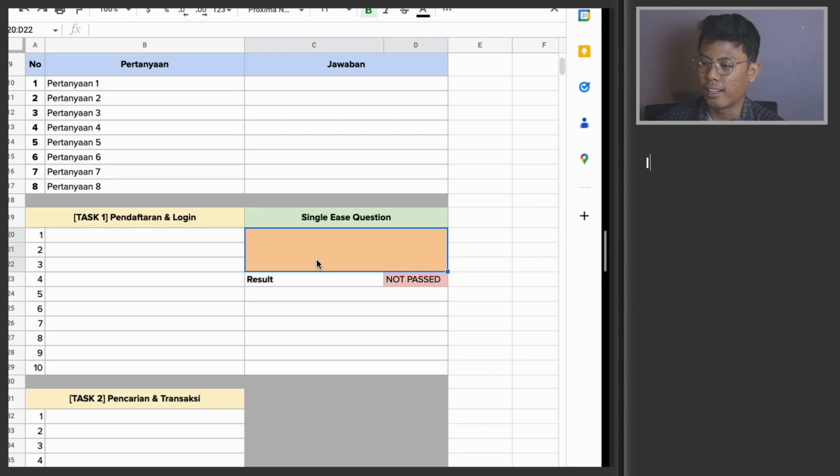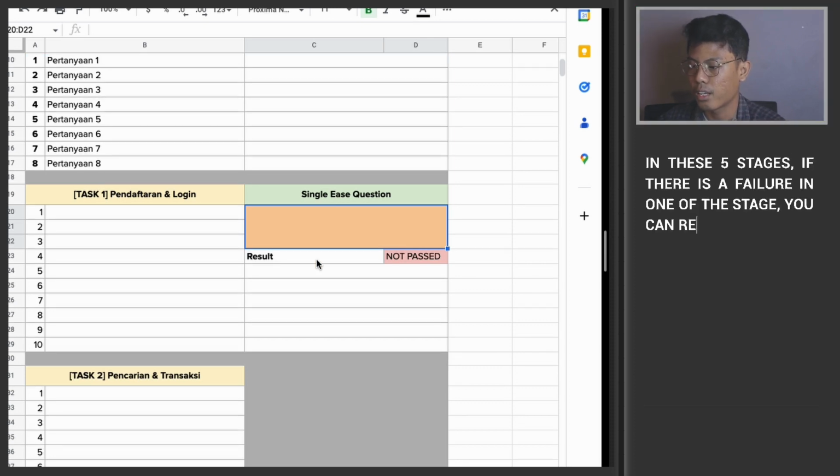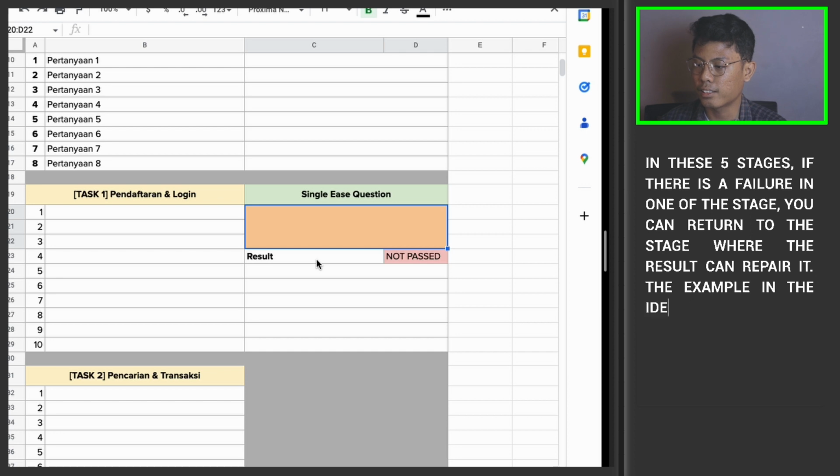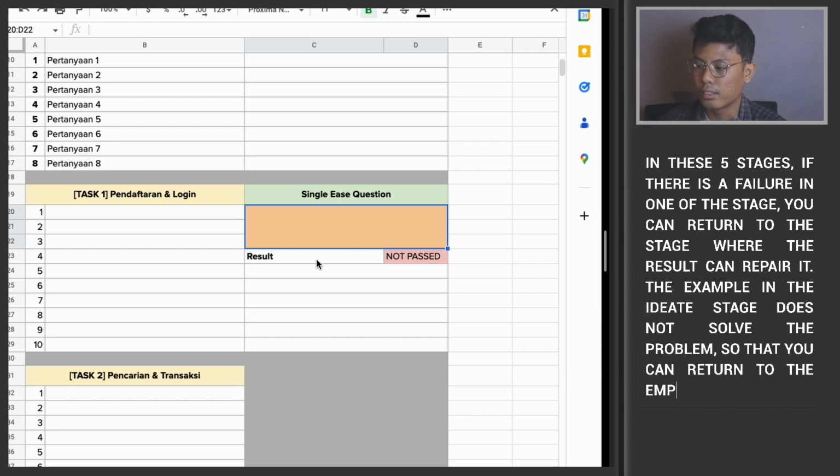Okay, in these 5 stages, if there is a failure in one of the stages, you can return to the stage where the result can be repaired. For example, if the ideate stage does not solve the problem, you can return to the empathize stage. So, these are the 5 steps of design thinking which are very helpful when we want to validate our idea with design and prototyping. So, we can make sure whether our idea can be accepted or not.